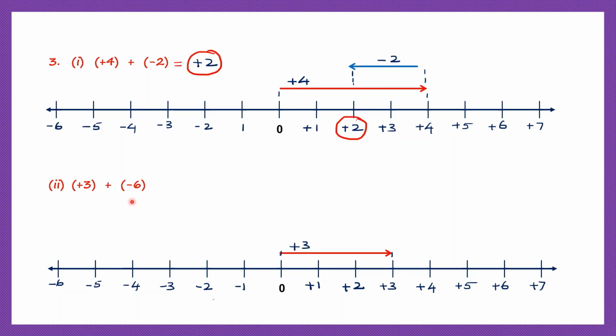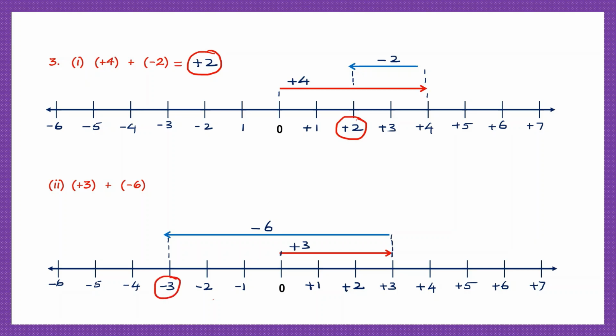Now look at the second integer. It's minus 6. That means wherever you stopped, from there you're going to move 6 places to the left because it has a minus sign. So let's see 6 places from plus 3. 1, 2, 3, 4, 5, 6. So we are going to stop at minus 3. We are starting from plus 3 and we're going to stop at minus 3. So how many places did we move? We moved 6 places to the left and we reached our answer which is minus 3.